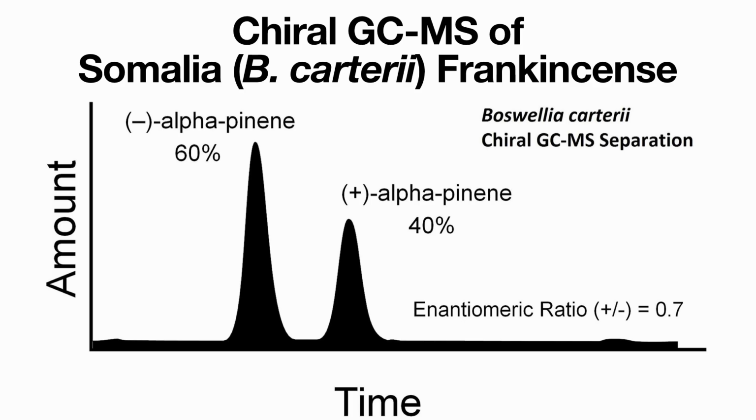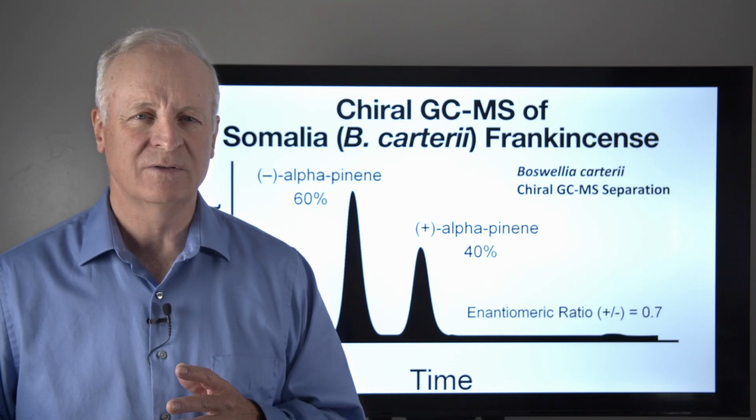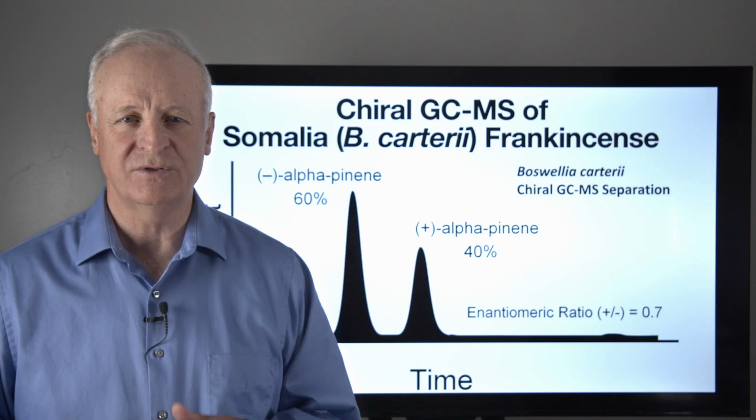Again, the same separation. So the Somalia frankincense, if you combine both alpha pinenes together, represents 60% of the alpha pinenes as minus alpha pinene, and the plus alpha pinene only 40%. So it's minus alpha pinene dominant. And then when you take the ratio of the plus versus the minus, you have something less than a value of 1, which is 0.07.